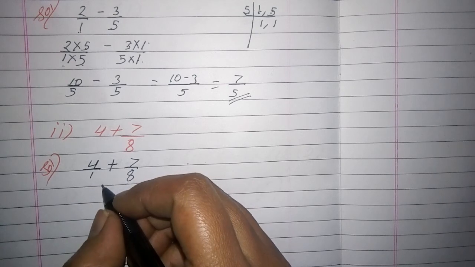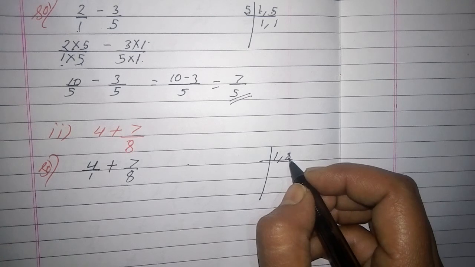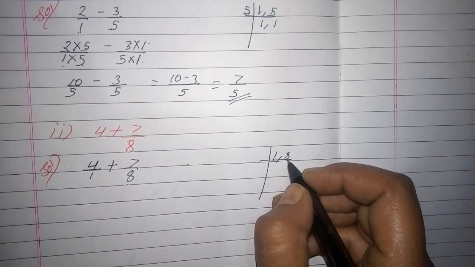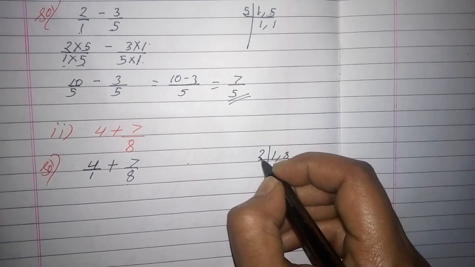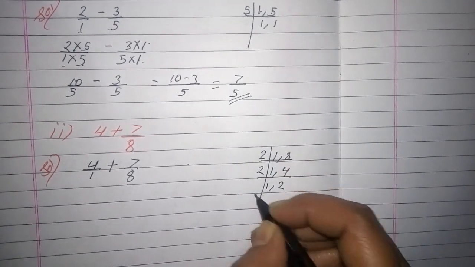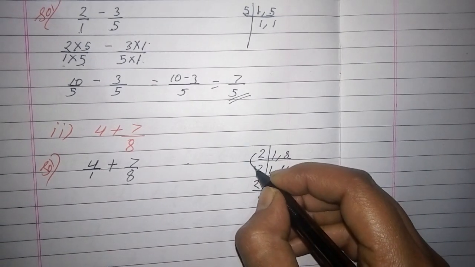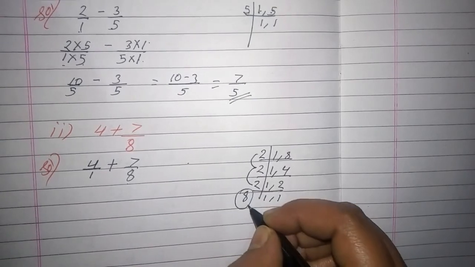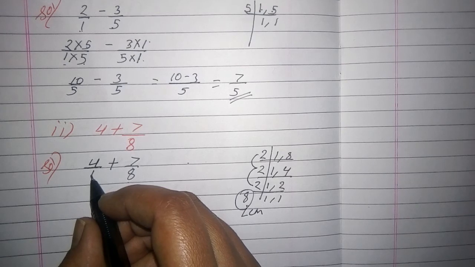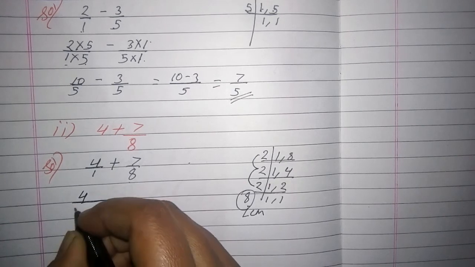We'll take the LCM of 1 and 8. Which is the smallest number by which we divide and 8 is its multiple? It is 2. So 1 as it is, 2 4s are 8. Now 1 as it is, 2 2s are 4, 2 1s are 2. So 2 into 2 is 4, 4 into 2 is 8. So what is the LCM? The LCM is 8. What number do we multiply by 1 to get the product 8? It is 8. 1 into 8 is 8.